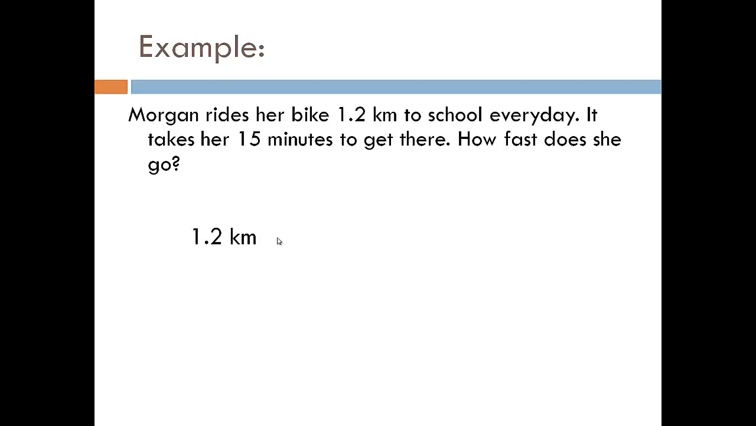1.2 kilometers, 15 minutes. Then we need to think to ourselves, what kind of a unit is this, kilometers? What kind of a variable is this? Well, kilometers is a distance unit, and so our variable here has to be delta x. Delta x is 1.2 kilometers because delta x is our distance. 15 minutes, well, minutes is a time unit, so 15 minutes has to be our delta t. So there we have it. There's our two variables from this problem.